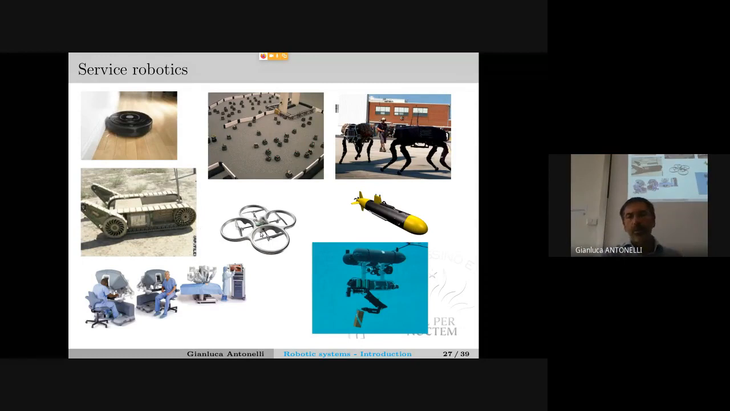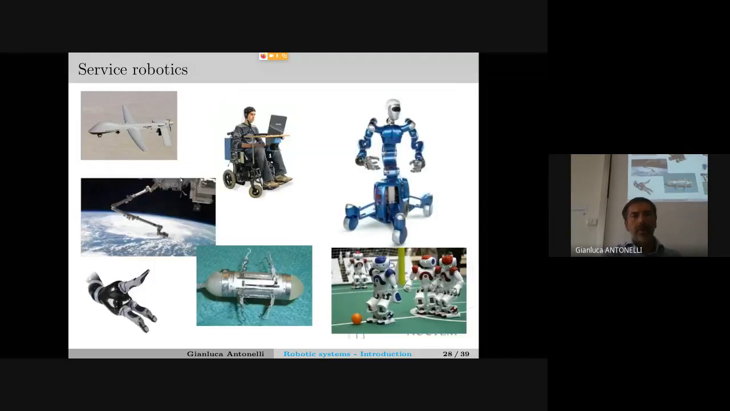Okay, drone, underwater with a manipulator, and a medical one also, drone with fixed wings, a wheelchair is a robot if you make it automatic. This is a torso of a humanoid mounted on a mobile base, space robotics, and to grasp, a humanoid in an entertainment application. And the first thing when you see a robot playing soccer is to smile.